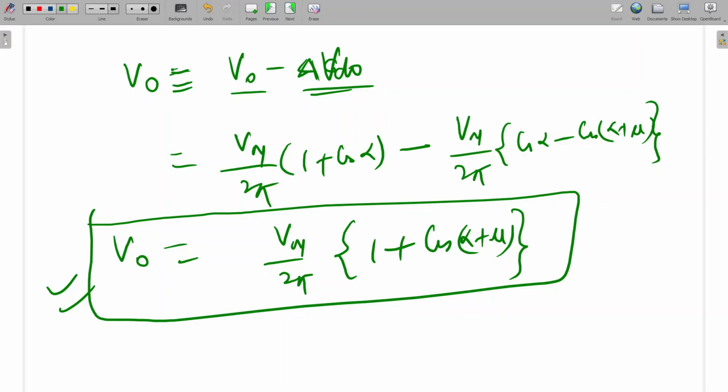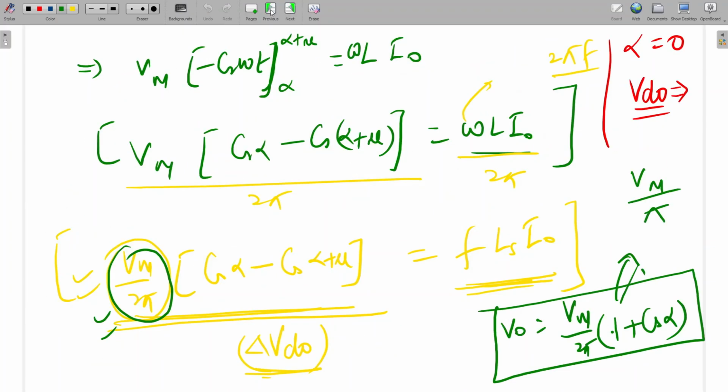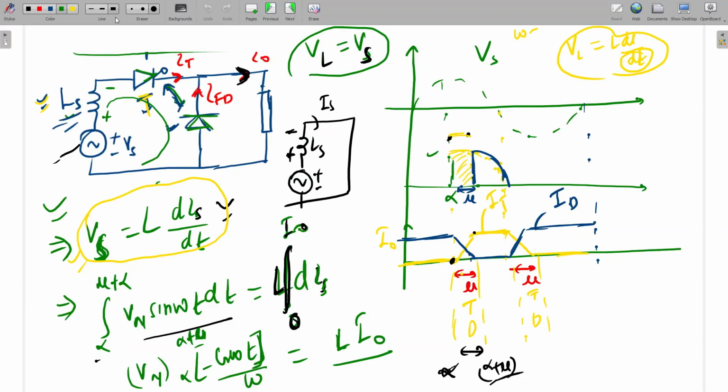Sir, please explain one more time, sir. Which one? This equation? Yes, the previous one, sir. See, I'm once again explaining from the start. See what is happening due to the source inductance. Normally current will go from I0 to 0 and 0 to I0 instantaneously. But because of the overlapping, because of inductive nature, the inductor will not allow a sudden change in current.